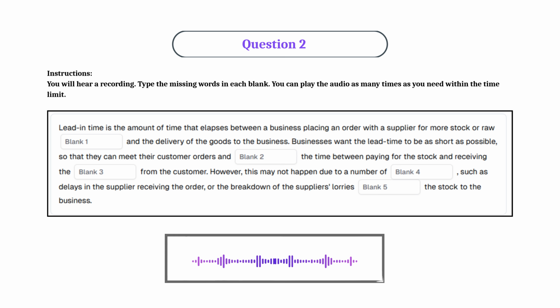However, this may not happen due to a number of factors, such as delays in the supplier receiving the order, or the breakdown of the supplier's lorries delivering the stock to the business.